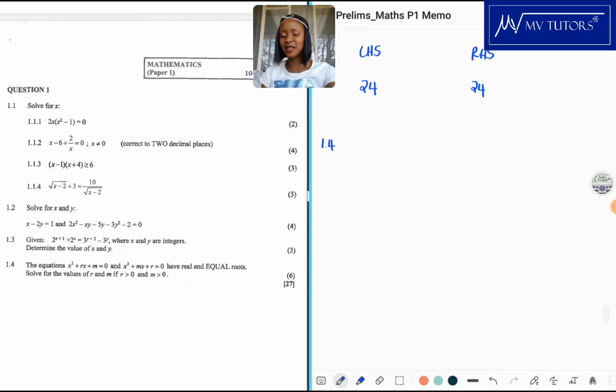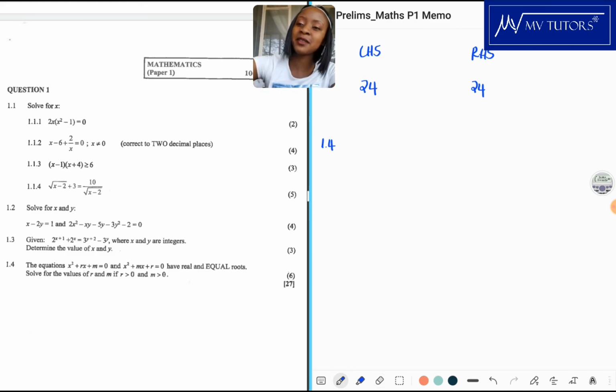Okay, the last question for question 1. It says the equations x squared plus 3x plus m is equal to 0, and again, x squared plus mx plus r is equal to 0, and they have real and equal roots. That's where we discuss the discriminant. If you have a quadratic equation, real and equal roots mean you have a turning point. But in terms of calculations, what does that mean?